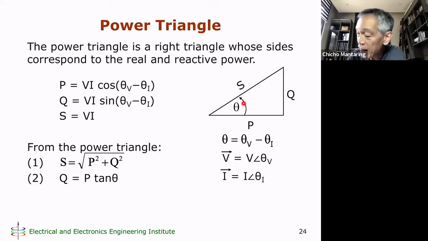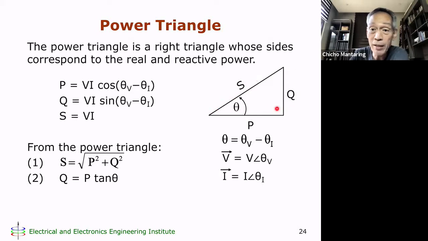The difference in angle between your voltage and current is theta. So theta is theta V minus theta I. Remember, it's always the voltage minus the current: the angle of the voltage minus the angle of the current. And opposite that angle, you have your reactive power. Adjacent to that angle, you have your real power. And the diagonal is equal to your apparent power.